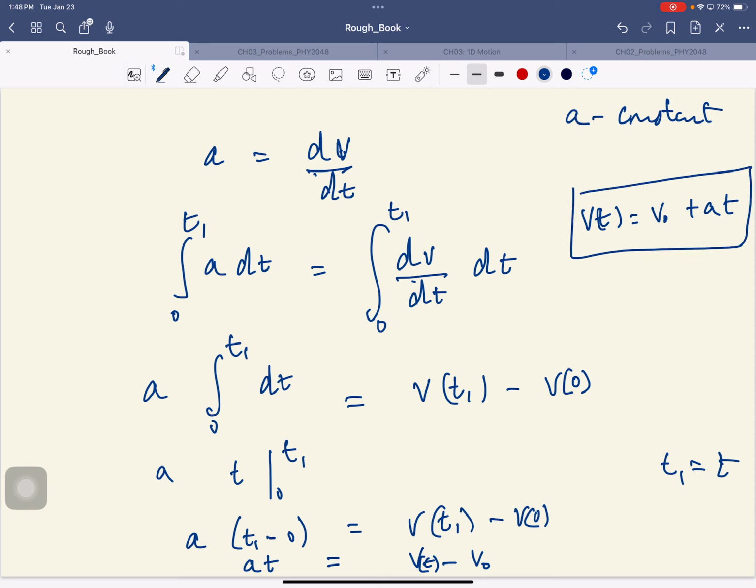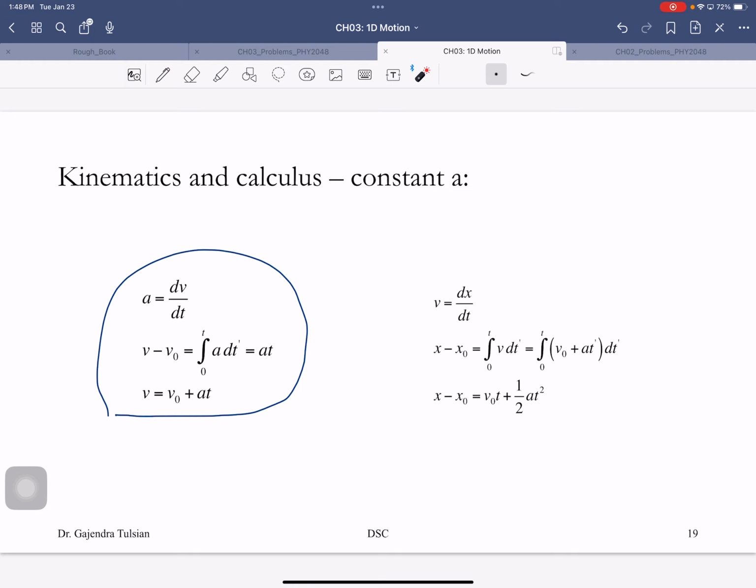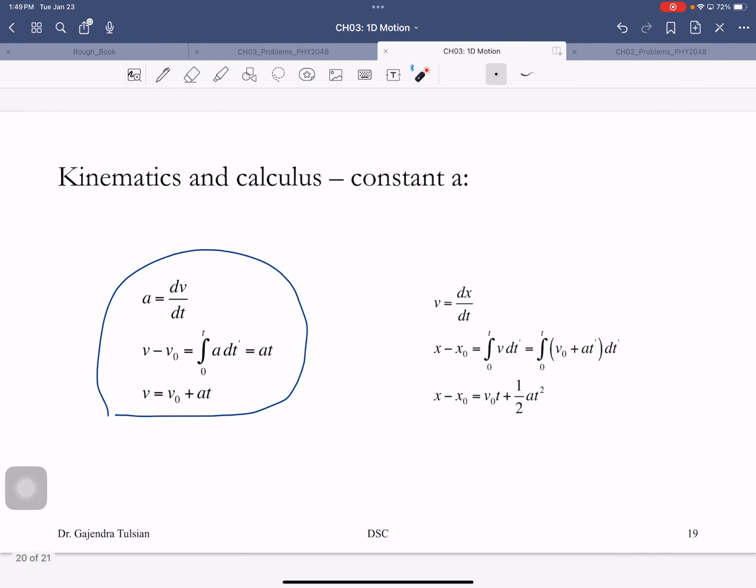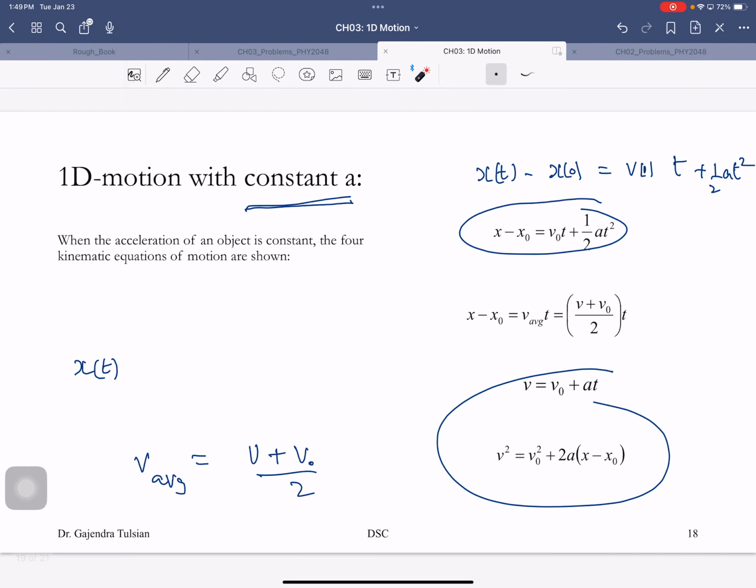So velocity is a linear function of time. Again, you don't have to remember any of this derivation. For constant acceleration, this is what velocity is: v naught plus at. And displacement, x minus x naught, is v naught t plus 1/2 at squared. So these are just derivations of these formulae.